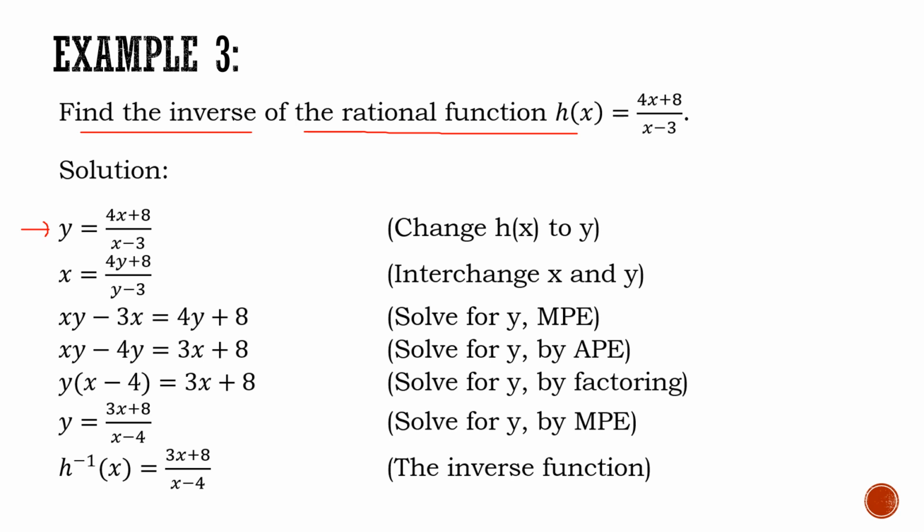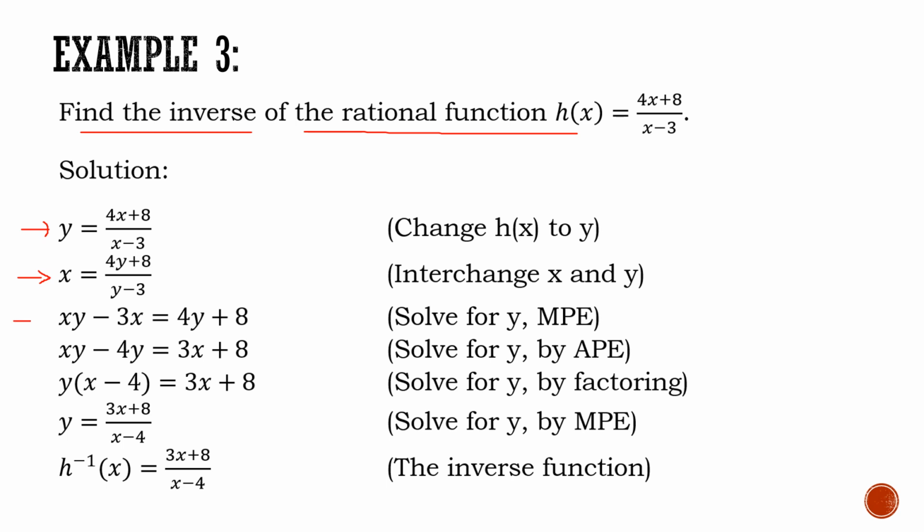Next step is to interchange x and y, swapping the positions of your x and y variables. So here, x now is equal to 4y plus 8 over y minus 3. We take the interchange of x and y, or we simply replace all your y values using x, and replace all your x values using y.